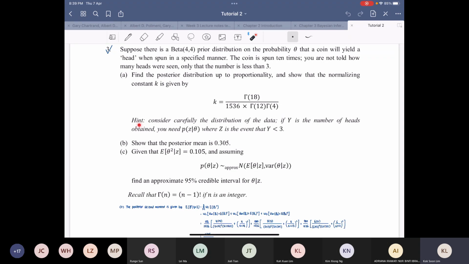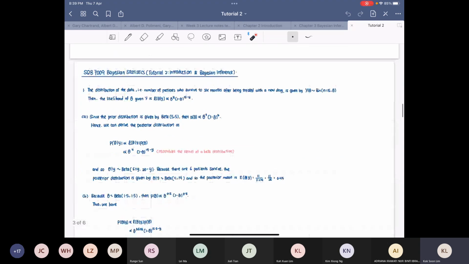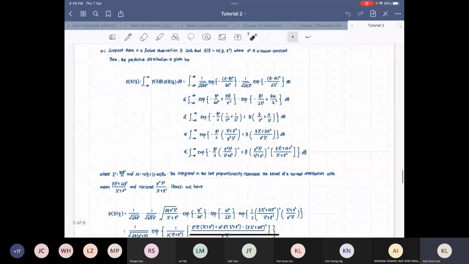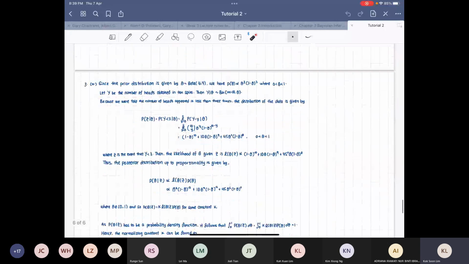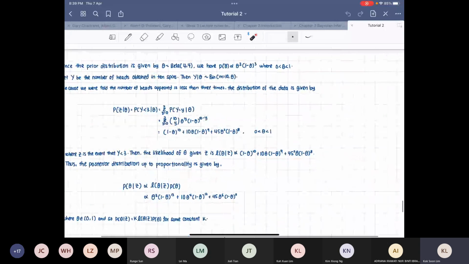Now here they give a little hint, which is the distribution of the data. If Y is the number of heads obtained, then the distribution of the data should be the probability of the event that Y is smaller than 3. So let me go to my solutions. Yeah, can you see, right, doctor?